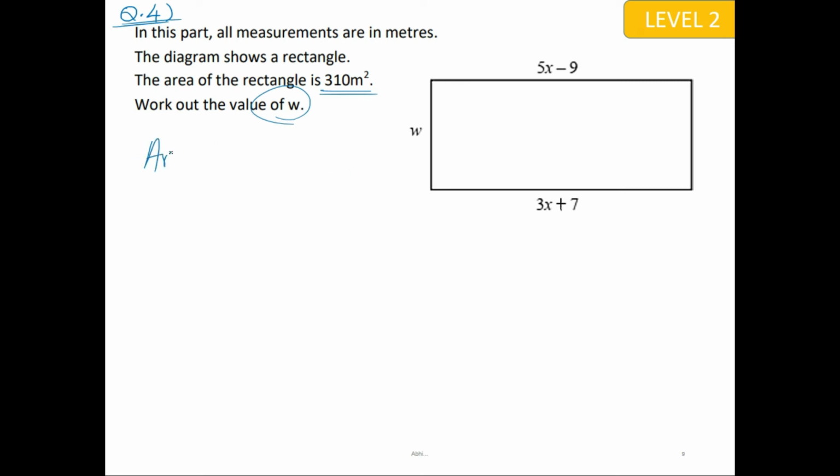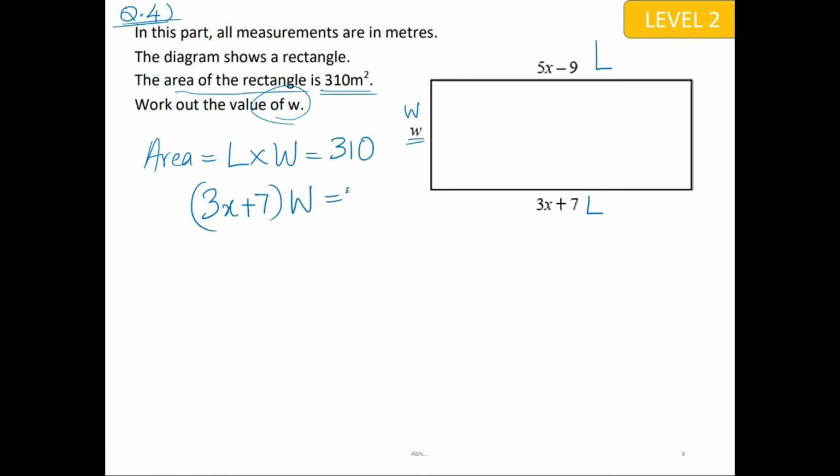Now we know that the area of a rectangle is given by L times W, and here the value is given to you as 310. So this is W and this is L. Substituting into this equation, you have 3x plus 7 multiplied by W, giving you 310. So you have two variables and just one equation. To find x, we know that in a rectangle the opposite sides are equal, so 3x plus 7 is equal to 5x minus 9.